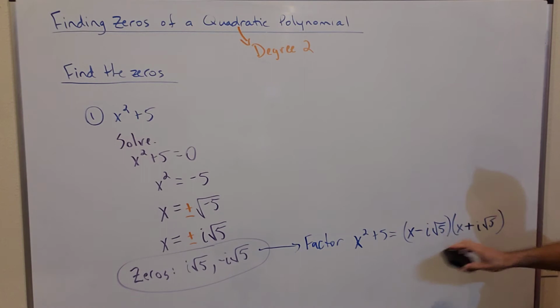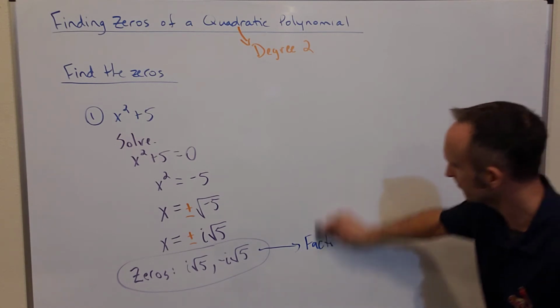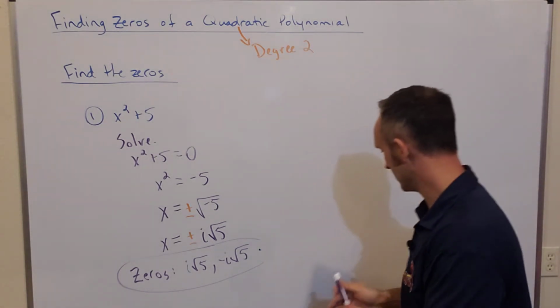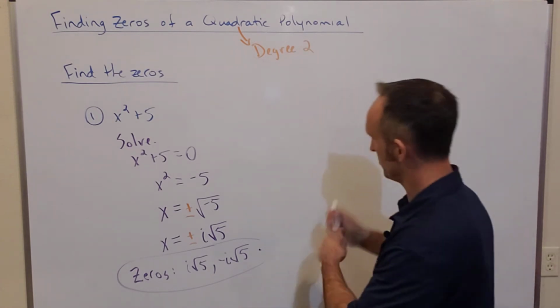But in this video, again, I want to emphasize how to find the zeros. All right, let's do another example here. Example 2.